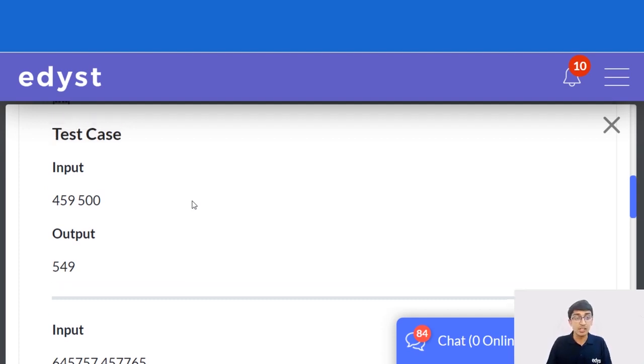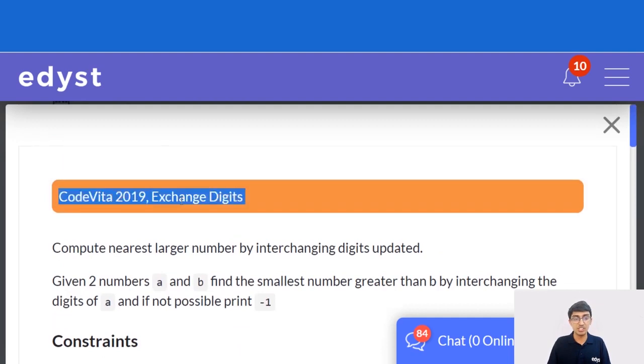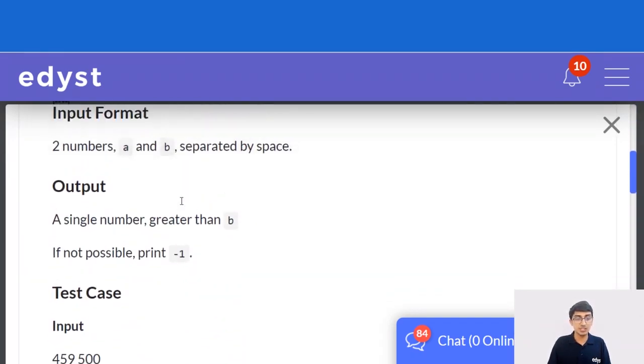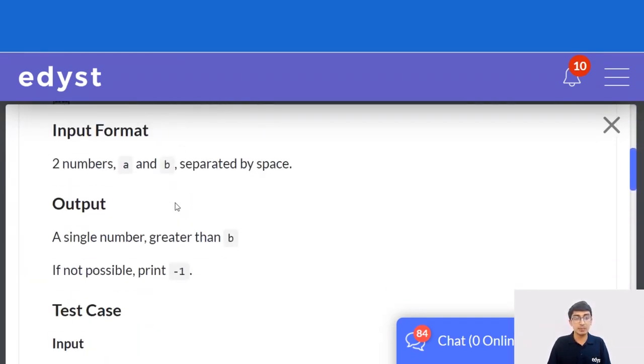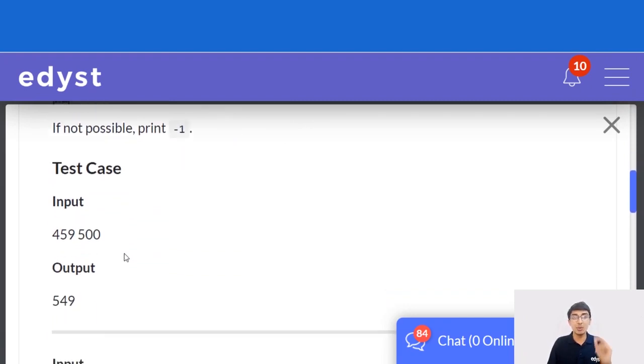Anyways, let's focus on this question. The question name is exchange digits, and it says we are given two numbers A and B. We are supposed to exchange certain digits in A such that it gives the smallest number greater than B. For example, we have 459 here. If we exchange 4 and 5, it becomes 549. We could have also exchanged 9 and 4, but it wouldn't be the smallest number greater than B.